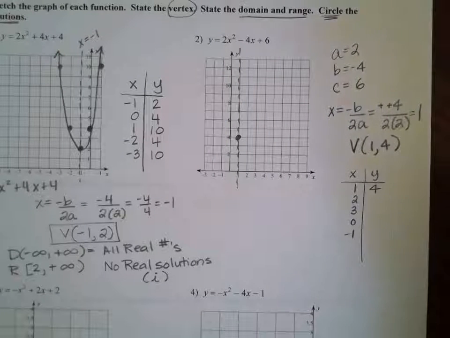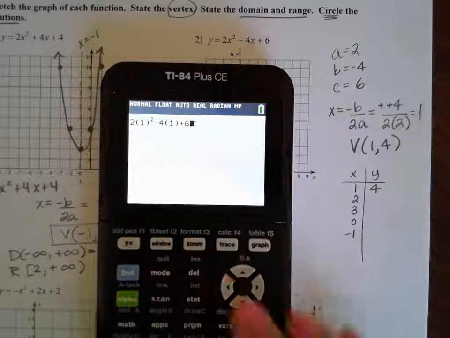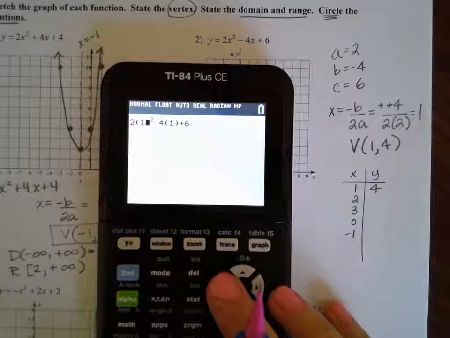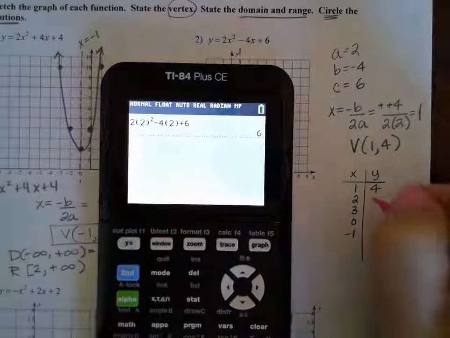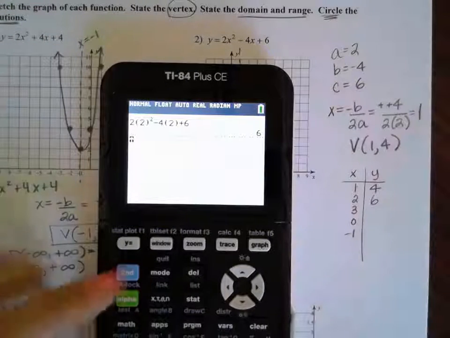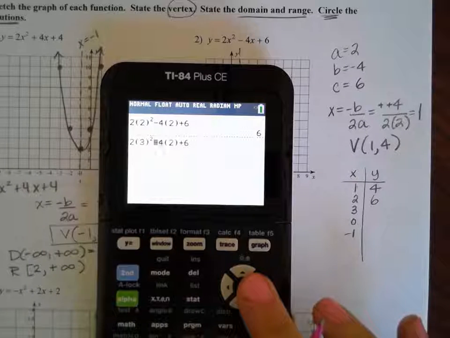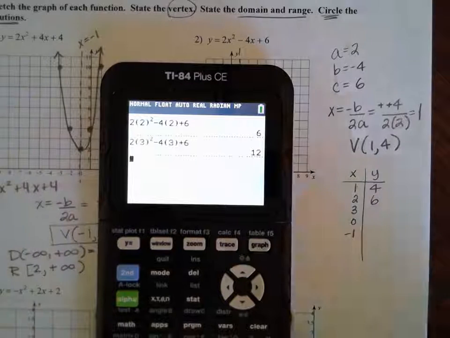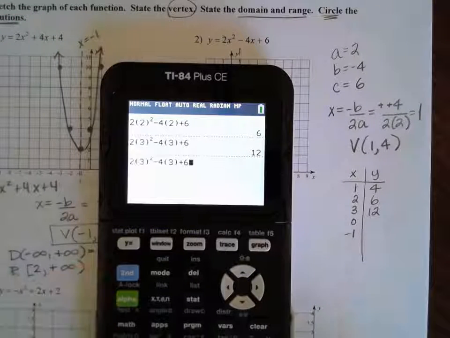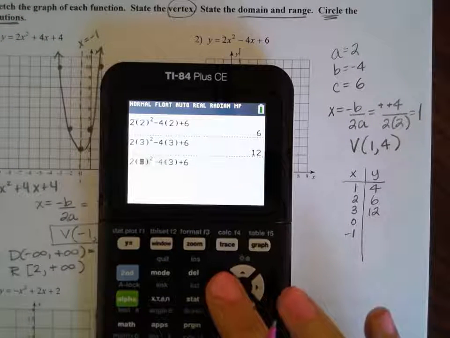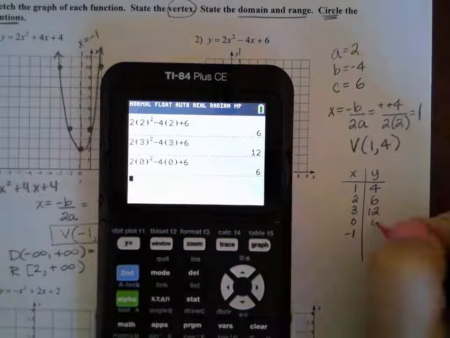Now we're going to plug those in just like we did in number 1. So second enter pulls my equation right back up. Alright, gotta love that feature. Alright, so this is a 6. And I put a 2 in. Second enter. Put a 3 in. And hit enter. We get 12. Second enter. Go back. Put a 0 in. 6.